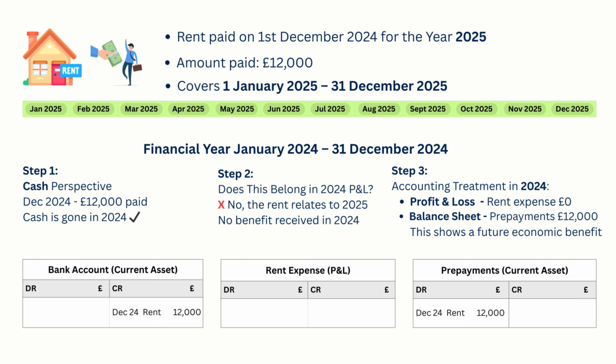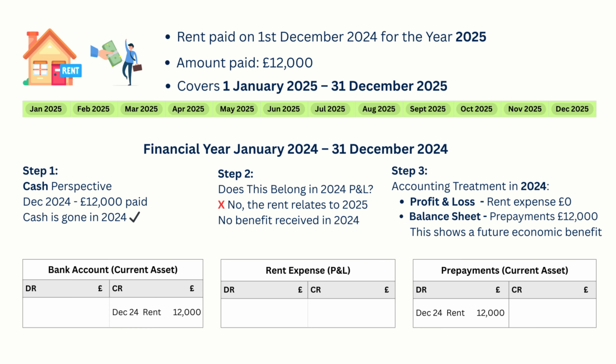The business pays rent on the 1st of December 2024. The amount paid is £12,000. This payment covers the period from the 1st of January 2025 to the 31st of December 2025, which is a total of 12 months. If we divide £12,000 by 12 months, the cost is £1,000 per month.